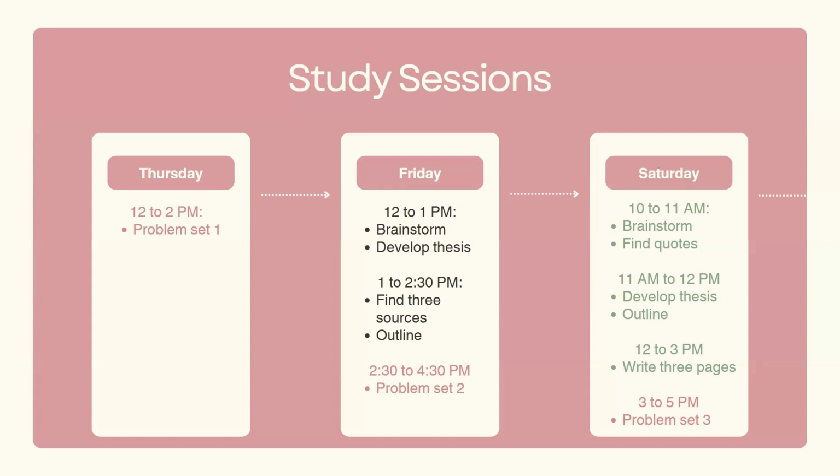Then on Friday, I have a big block of time where I want to focus on the more difficult essay because I want to get that started. So I have broken this down into these smaller, specific goals. 12 to 1, I'm going to work on brainstorming and developing my thesis. Specifically, I might try to do 30 minutes and 30 minutes, but I think these two ideas are kind of organically connected. And then from 1 to 2:30, I'm going to find 3 sources and outline.